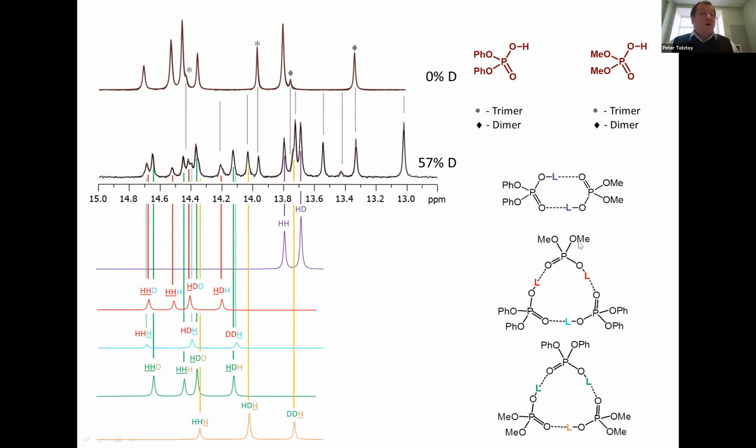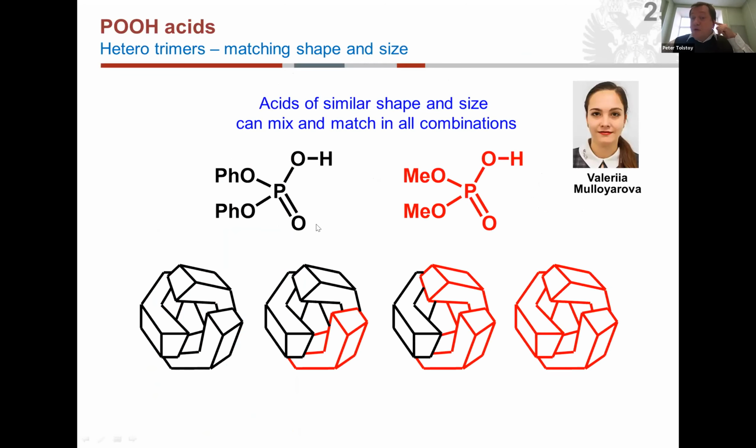7 more lines come from a different cyclic trimer where 2 molecules have methyl substituents and 1 molecule has phenyl substituents. So it seems that if we mix 2 different molecules of phosphinic or phosphoric acids, they can mix and match in all combinations. They have similar shapes and sizes. It's like Lego pieces of different color. You can still match them. The color is not that important. If the substituents are not large enough and there are no steric problems, then you still can join the Lego pieces in cyclic trimers.